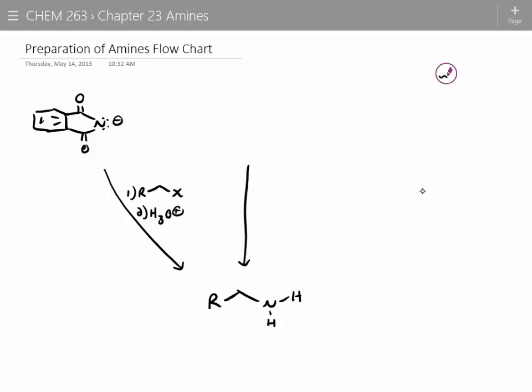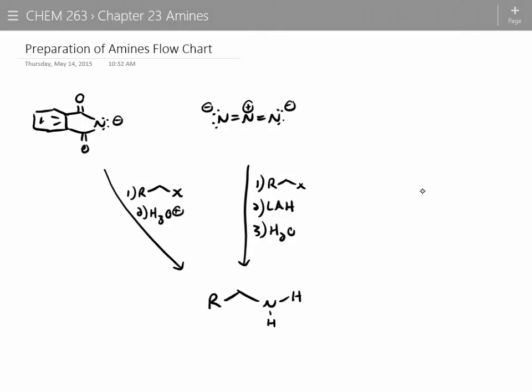What's the one that's explosive? Azide. I know, I was here and I still don't know. So the azide reaction is similar. You still do an alkylation on an alkyl halide. Then you can treat it with LAH, followed by water.